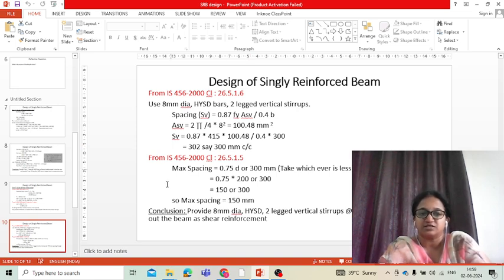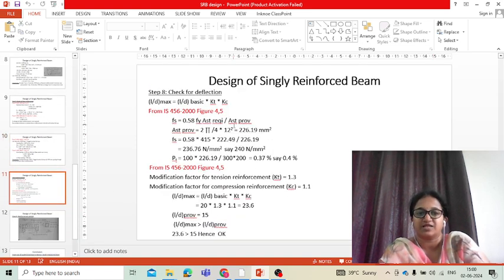In that, again the clause is maximum spacing. From IS 456-2000 clause number 26.5.1.5, for beams there is a maximum spacing which is nothing but 0.75 d or 300 mm. Take whichever is less. I got the maximum spacing as 150 mm. So conclusion: provide 8 mm dia HYSD 2-legged vertical stirrups at the rate of 150 mm spacing throughout the beam as the shear reinforcement. Coming to the next step, it is nothing but the check for deflection.